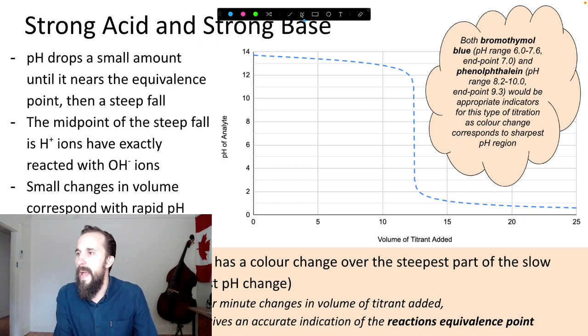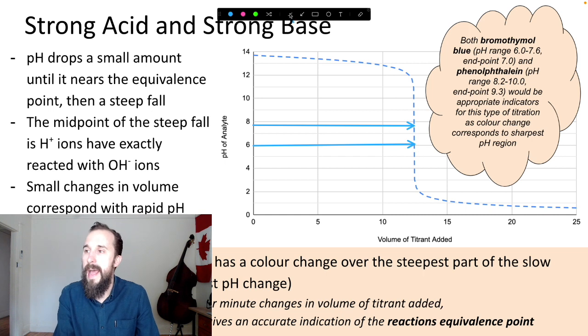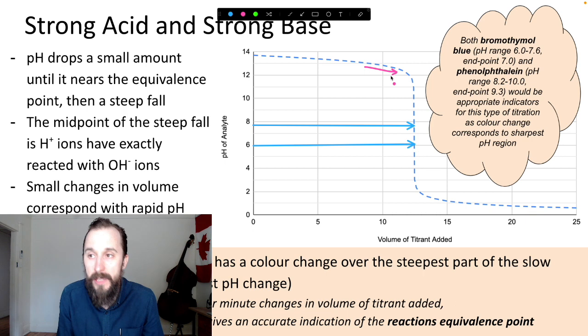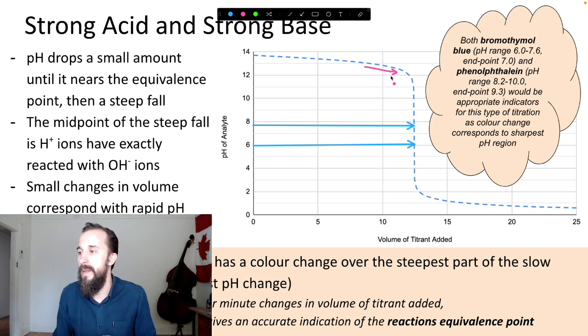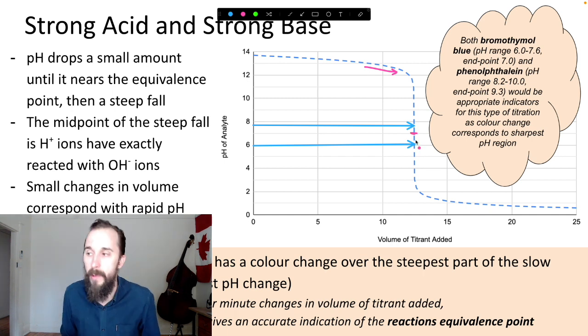We have a pH range of 6.0 to 7.6, let's say around there. So you can see that as we're adding our titrant, as we're adding our acid to our base, once we reach this region, it's going to be a very small amount, but we're going to have that color change occurring right where our equivalence point is. So that can tell us that the reaction has reached that endpoint.